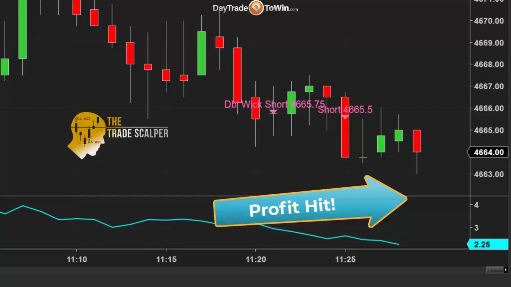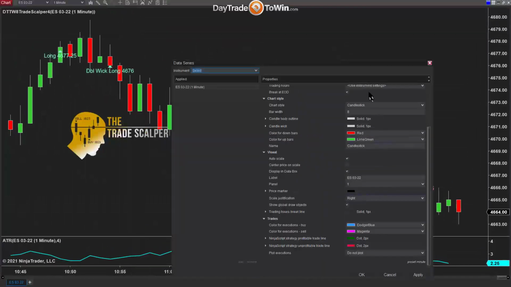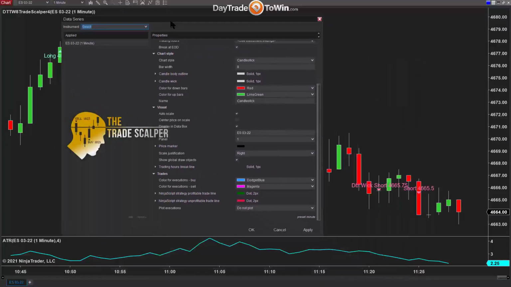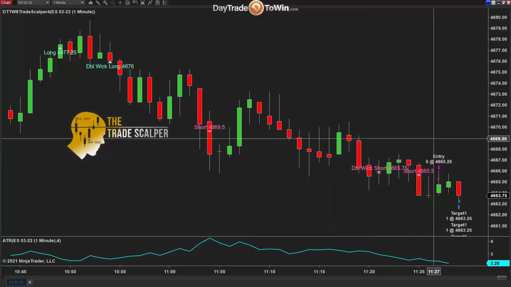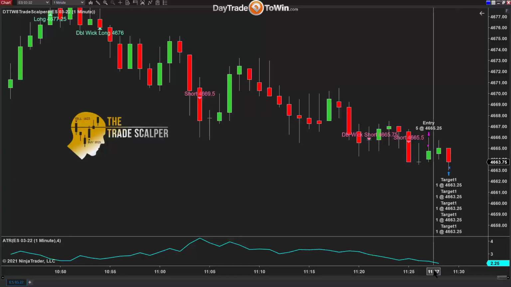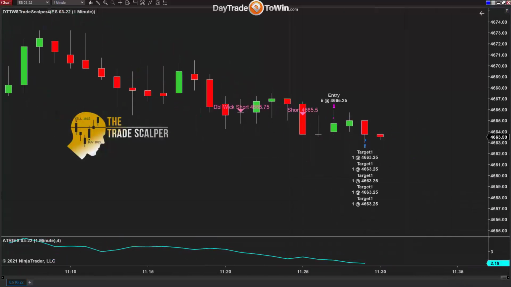I'm going to add now the labels that indicate where I entered and where I exited. Going to data series and scrolling to the bottom where it says plot executions, you can choose text and marker or just markers, and you can see exactly where you enter and where you exit. This is a great feature because now I can see where I actually entered this trade and where I got out of it.